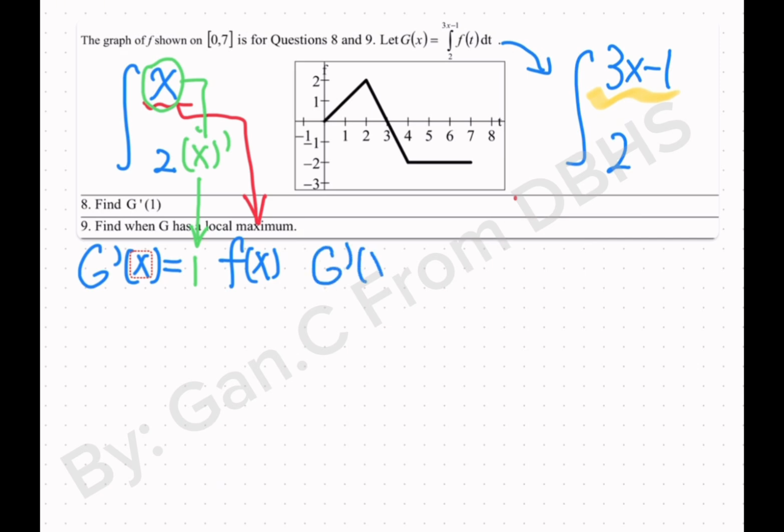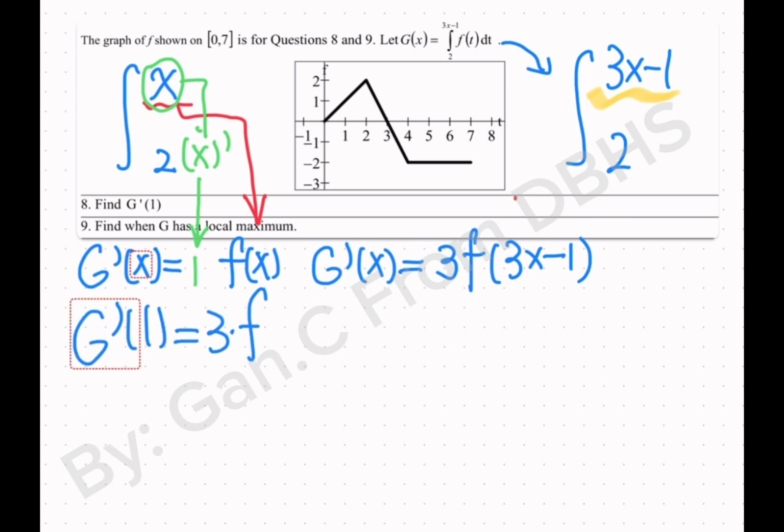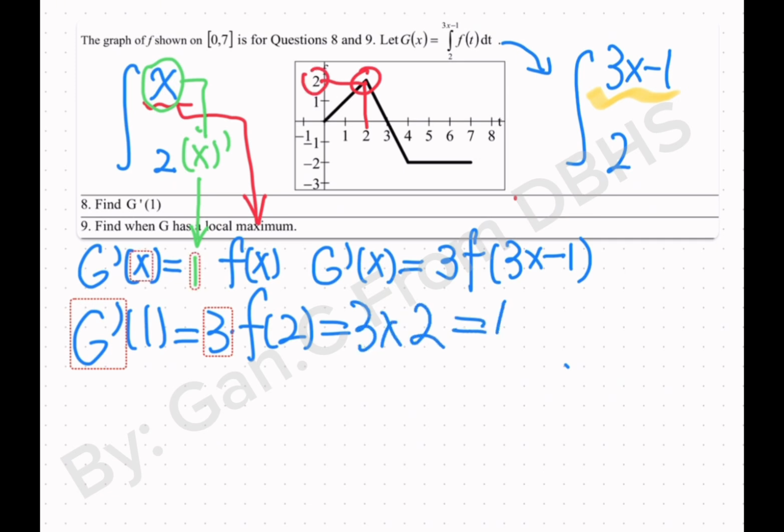g prime of x equals 3, right? This is the derivative of 3x minus 1, and let's plug it in, which is f of 3x minus 1. So what is g prime at 1? Let's plug it in. g prime of 1 equals 3 times f of 2, right? And look at the graph. What is here? The value at 2 is 2. So then that should be 3 times 2, which is 6. So we get g prime at 1 is 6.